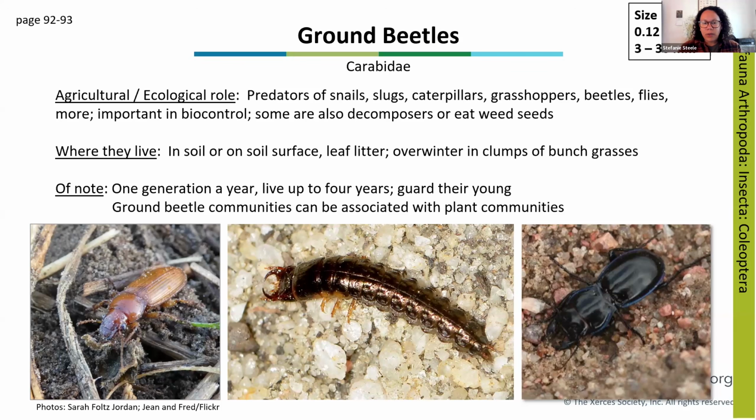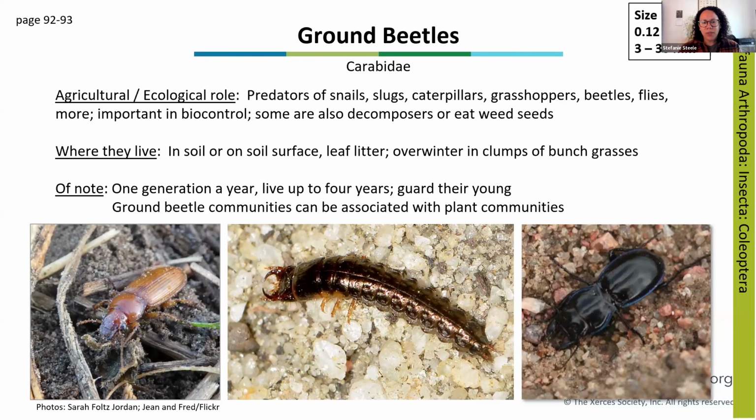Ground beetles will live in the soil or on the surface or within the leaf litter, so they're interacting with a variety of different spaces here. They'll also overwinter in bunch grass clumps. You might have heard of beetle banks, typically mounded soil with native bunch grasses and, to a lesser extent, some native flowering herbaceous species too. They like this well-drained soil, and so permanent habitat is really important for this group of beetles.